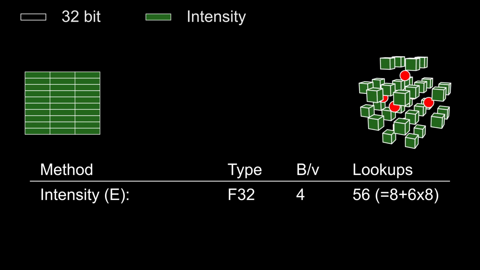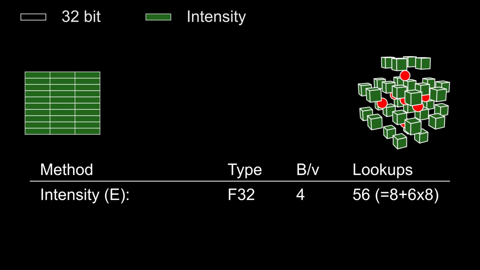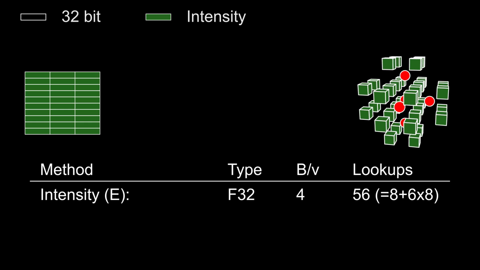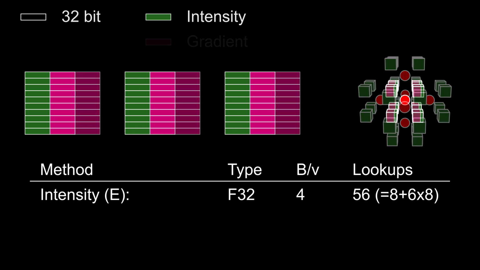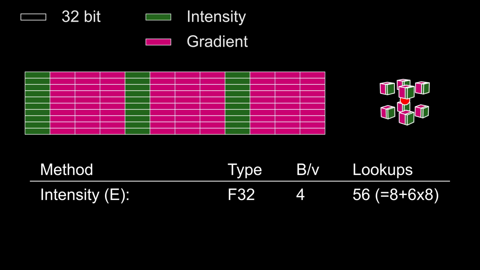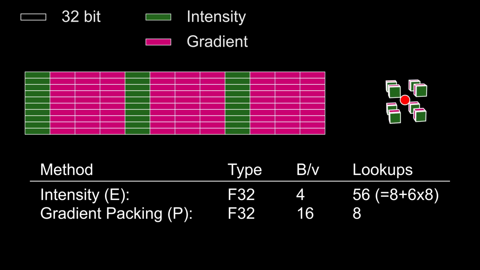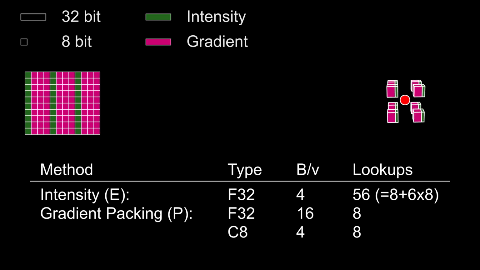Fortunately, we can reduce the number of lookups by noticing that the volume is rendered much faster than it is acquired. We can exploit this by pre-computing the gradient and interleaving it with the intensity in GPU memory. This not only reduces the number of memory lookups from 56 to 8, but also eliminates the gradient computation. Although this quadruples the size of the volume in GPU memory, we can switch from a 32-bit floating point type to an 8-bit integer type and thus restore the volume's original memory footprint.